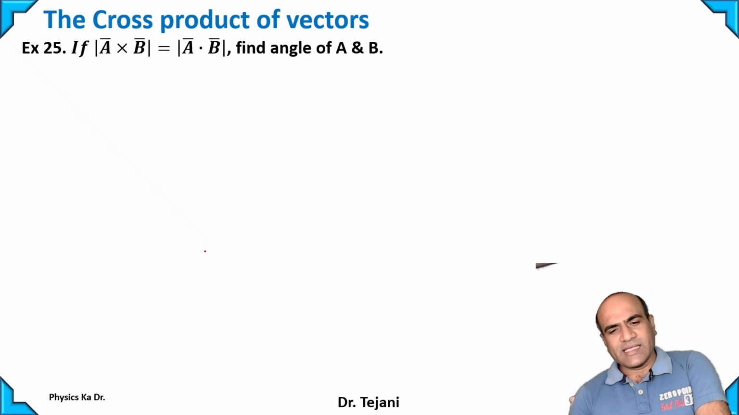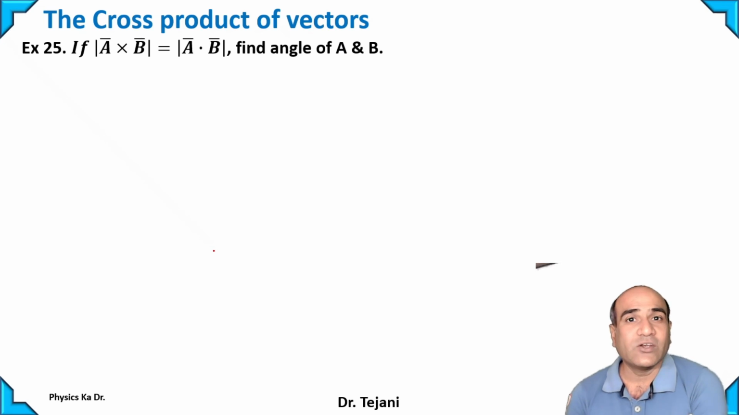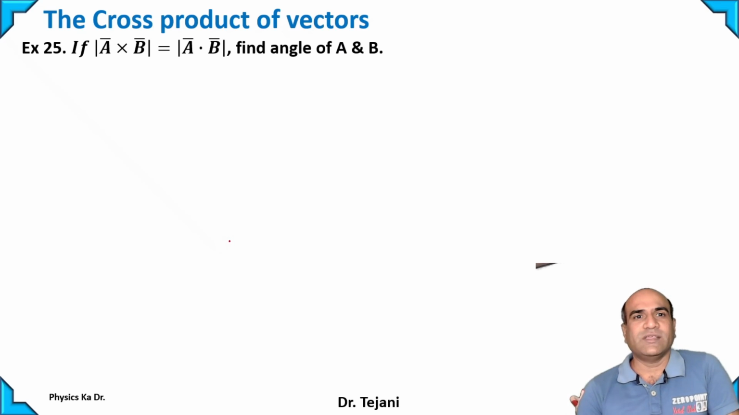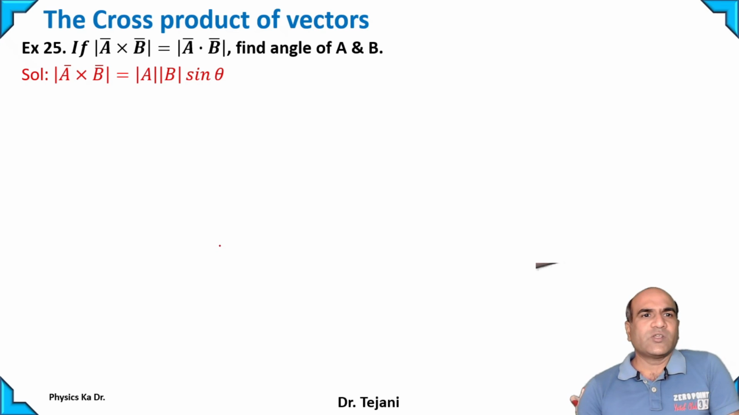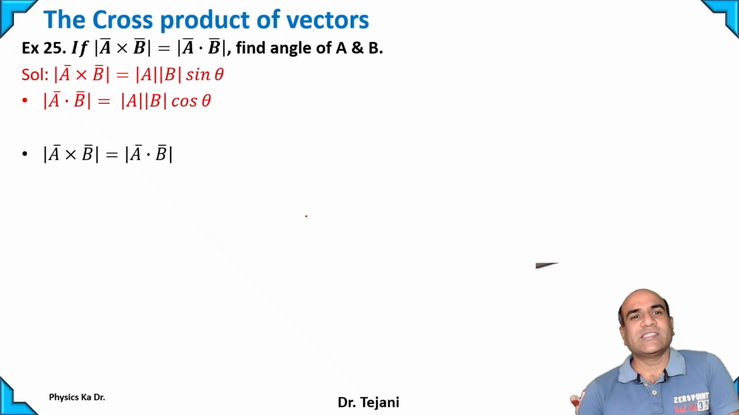And then example number 25, here A cross B is equal to A dot B. You may ask, is it possible? Yes, of course it is possible. Let's solve this. Do we know A cross B? Yes, A cross B is equal to AB sin theta and A dot B is equal to AB cos theta. So it is given A cross B is equal to A dot B. Let's put the values of A cross B here and A dot B here.